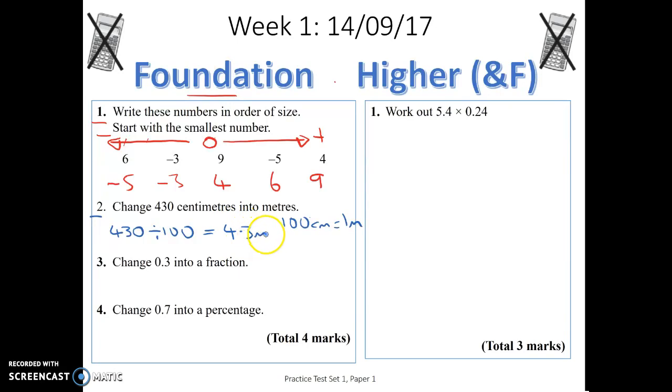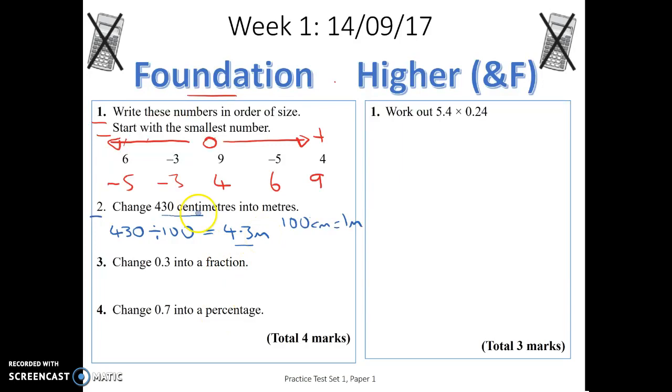4.3 metres. Let's just think that back through. If we've done it the right way, then our answer should make sense. So 430 centimetres, does that sound like 4.3 metres? Yeah, that sounds good to me, because each one of those metres is 100 centimetres. So the 4 metres would be 400, and then the 0.3 metres would be another 30. So we've gone the right way.